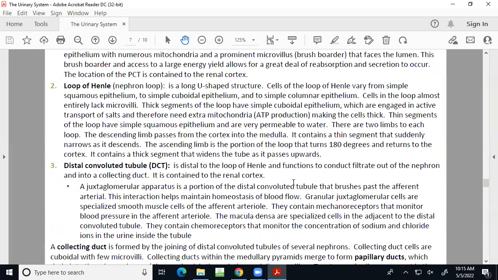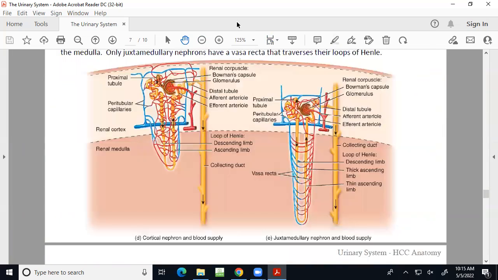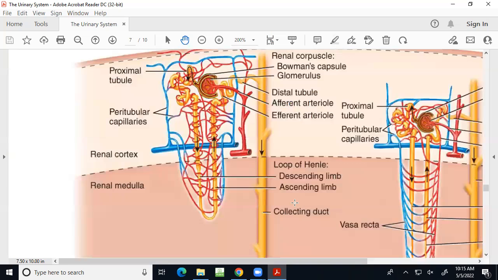to the blood. Now, in the next segment of the nephron, we have what we call the loop of Henle or nephron loop, which is a long U-shaped segment of the tube. This part of the tube dips down from the cortex, which is where everything that we've talked about so far is, down into the medulla. And so it's going down more to the center of the kidney, and is divided into two segments, a descending limb and an ascending limb. The descending limb comes down, ascending goes up.